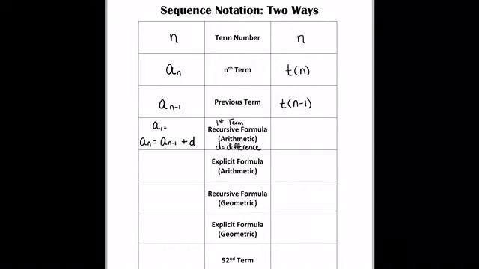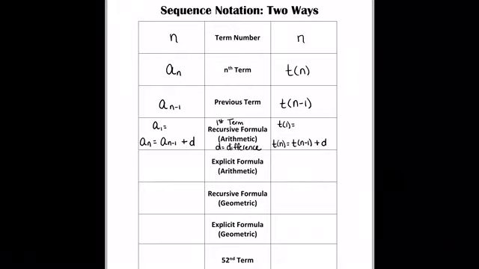Now, if we were looking on the other side of things, we would have t of 1, and we would define what that first value in the sequence is. And then we would say t of n equals t of n minus 1 plus that common difference.